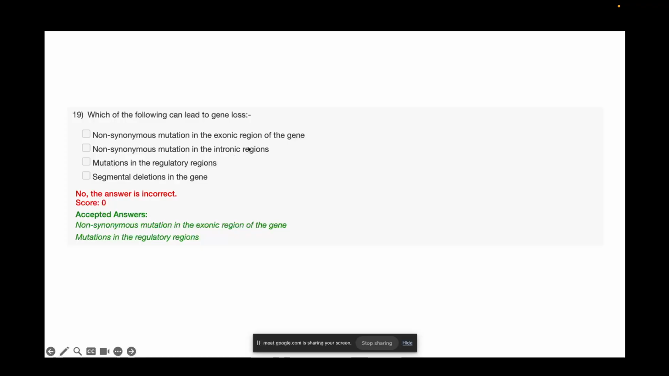Non-synonymous mutation in the exonic region. In the intronic region, it won't lead to anything unless that intronic region is part of some enhancer or some upstream element that is helping with the gene expression. If that is the case, then only it is possible, but other than that, in most cases, non-synonymous mutations in the intronic regions do not matter. Regulatory regions, if you have mutations, it will be a problem in terms of expression, and it can lead to gene loss. And yeah, that is there.